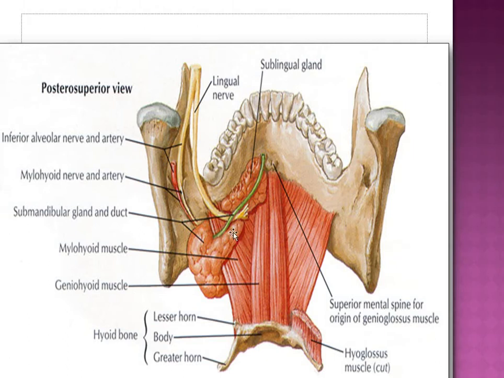Here we can see this is the deep lobe of the submandibular gland. This is the superficial lobe. It lies on the mylohyoid muscle, deep inside and superficial outside. And the duct: the posterior superior portion of the gland curves up around the posterior border of the mylohyoid and gives rise to the Wharton's duct. This is the Wharton's duct.